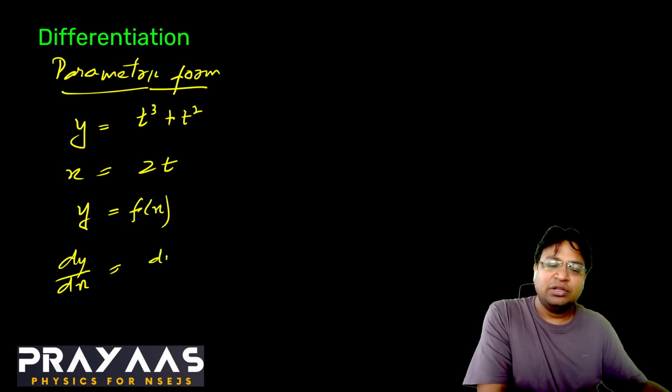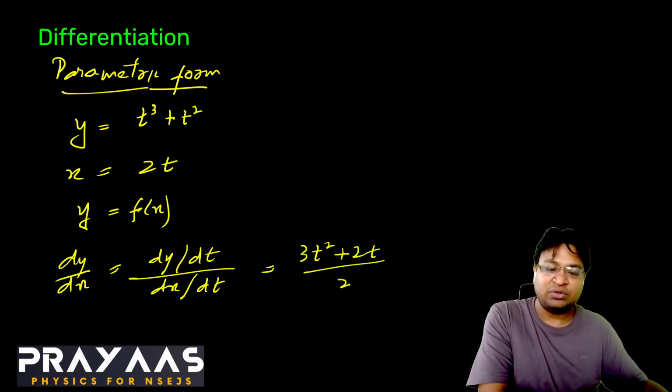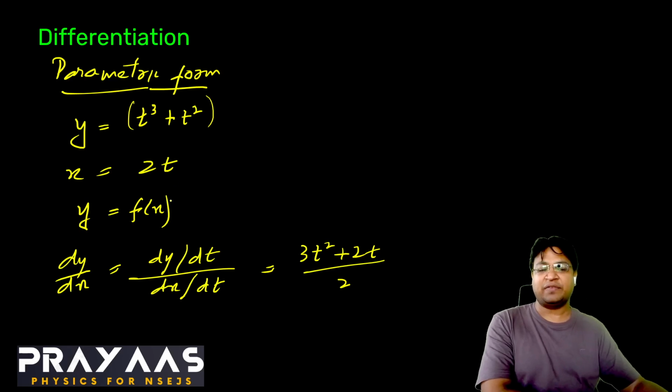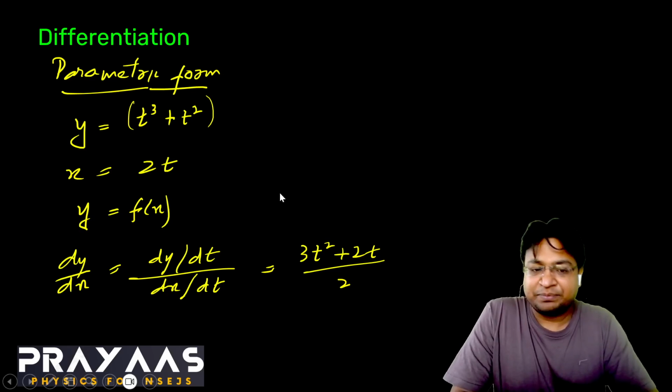How to do that? You can differentiate y with respect to t, and then divide by the derivative of x with respect to t. So in the present case, it would become 3t square plus 2t divided by 2. The derivative of y with respect to t divided by the derivative of x with respect to t. So this is how we differentiate the parametric form.